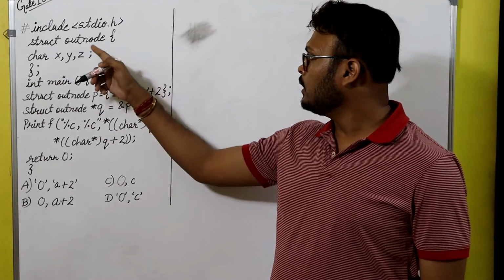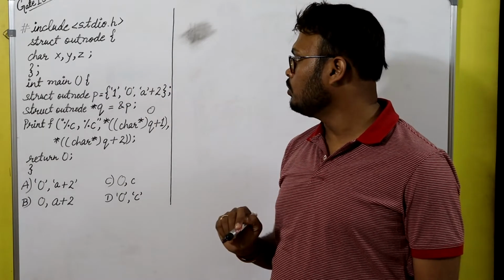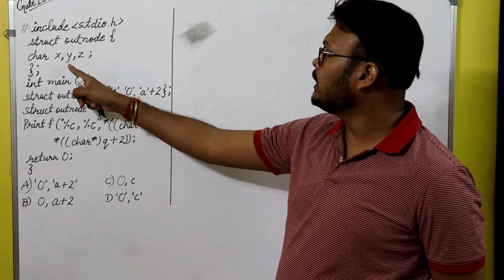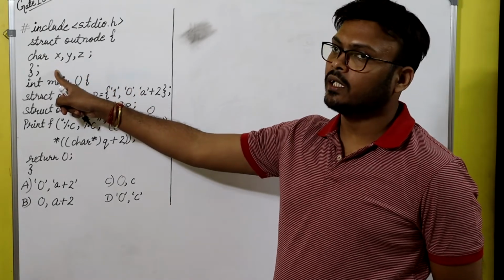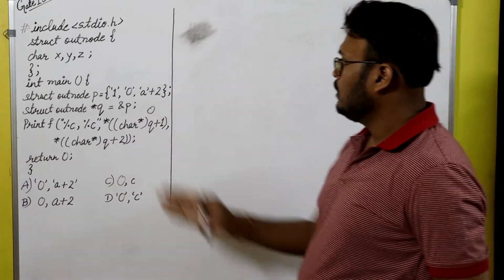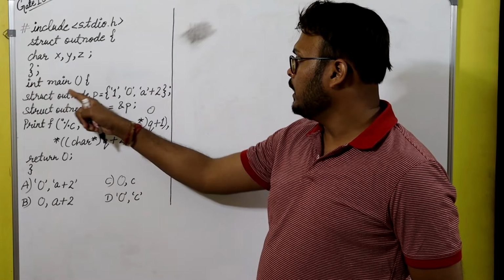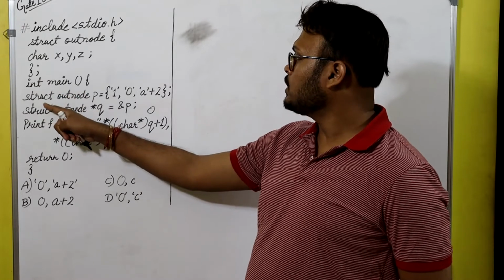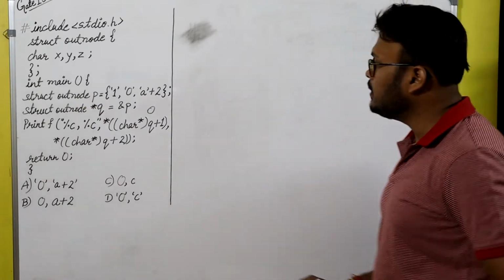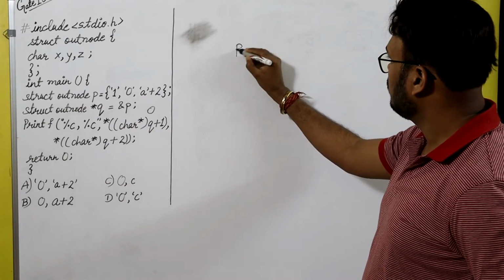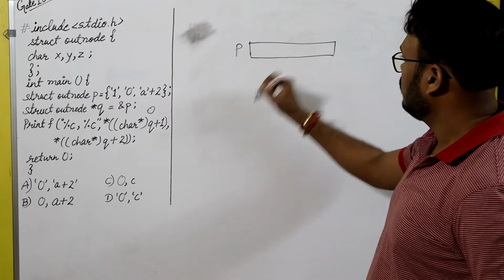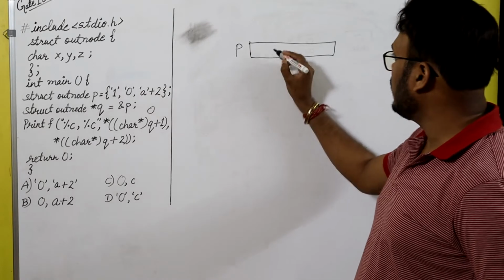Okay. The name of the structure is node. Fine. So, you see in the structure 3 character variables are there. Okay. X, Y and Z. Fine. And after that you see there is a main function here, struct node P. Okay. So the name of the structure variable is P. Fine. Just like this. And you see here 3 characters are there, X, Y and Z.